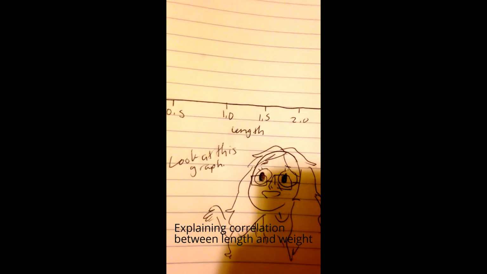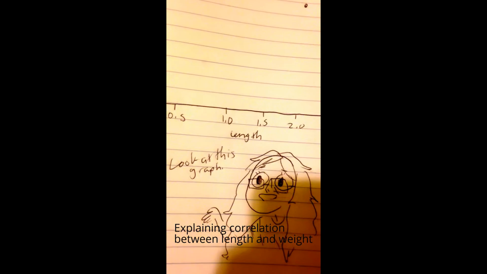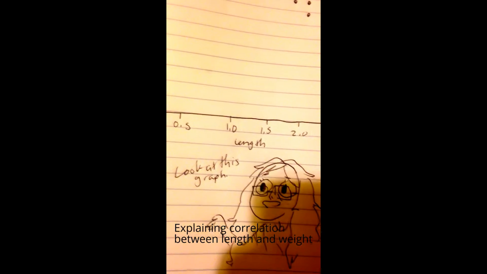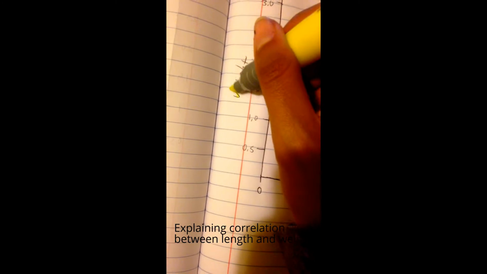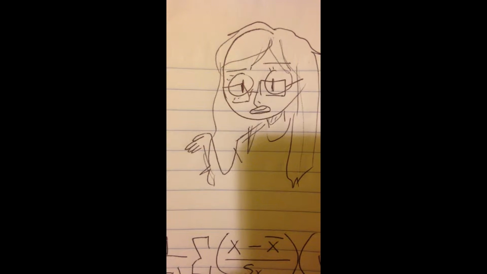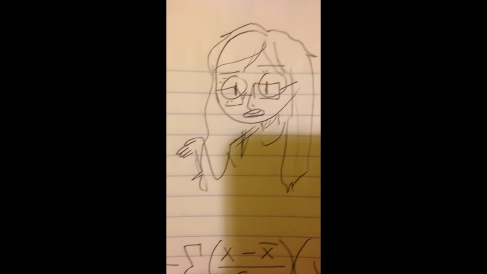So I wanted to represent the relationship between my explanatory variable, which is the length, and my response variable, which is the weight of the M&Ms. And I did this using a scatter plot. And it's going to look something like this, with the explanatory variable on the x-axis and the response on the y-axis.